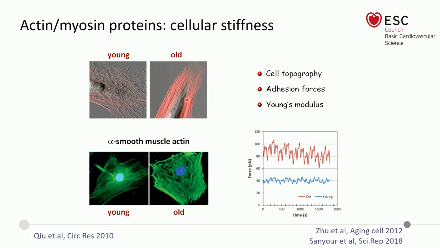But at this time, we don't know exactly the contribution of cellular stiffness to arterial stiffness at the level of the whole arterial tree. And we can see here the distribution of force, which is much higher in the old monkey compared to the young monkey.